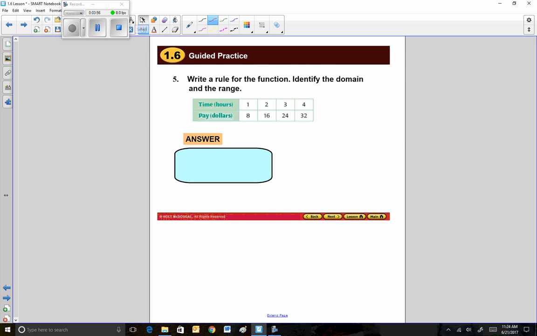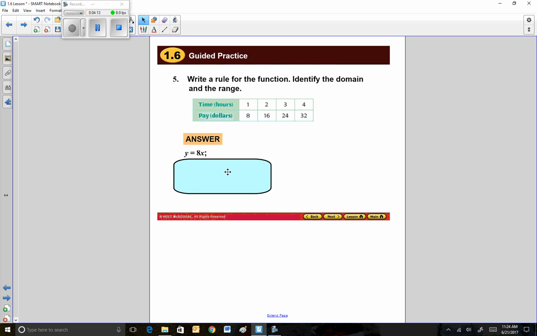Welcome back. If you said 1 times 8 is 8, you're correct. 2 times 8, 16. 3 times 8, 24. 4 times 8, 32. In other words, they keep multiplying the domain by 8. So 8 times x. Y equals 8x. The next part is just identifying domain and range. And let's see, check your answers. Hopefully you did really well.